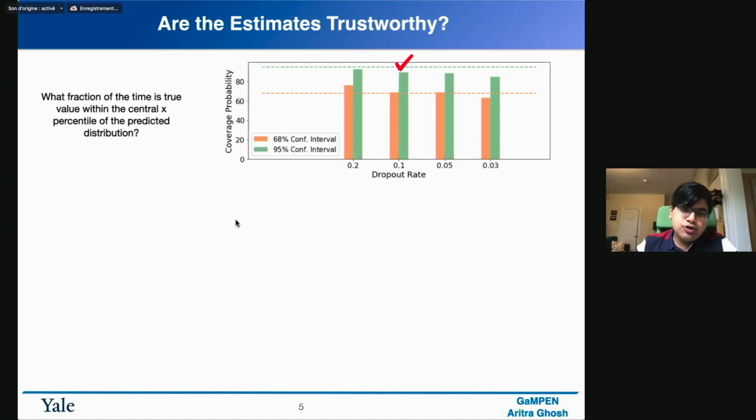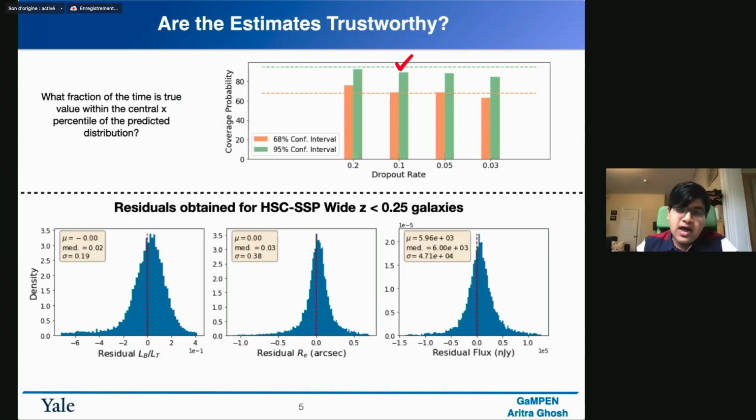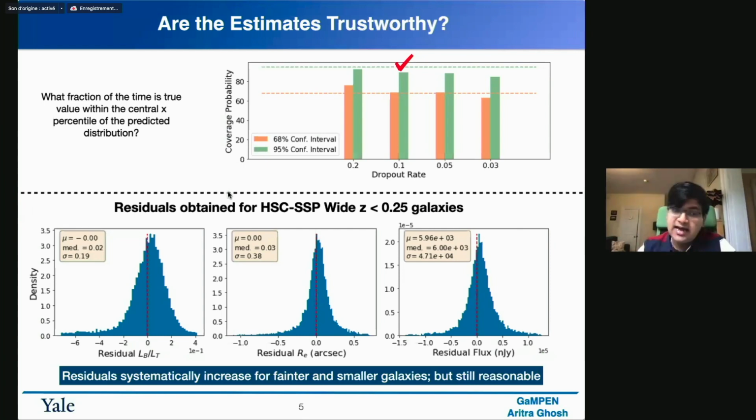Lastly, I will show you the results that we obtained for Hyper Suprime-Cam low redshift real data. And as you can see, the residuals for all the 3 output variables are pretty well centered at 0 and have reasonable spreads. And I don't show it to you here, but if you ask me where the residuals are higher, they're higher for fainter and smaller galaxies, but are still very reasonable at this redshift range.